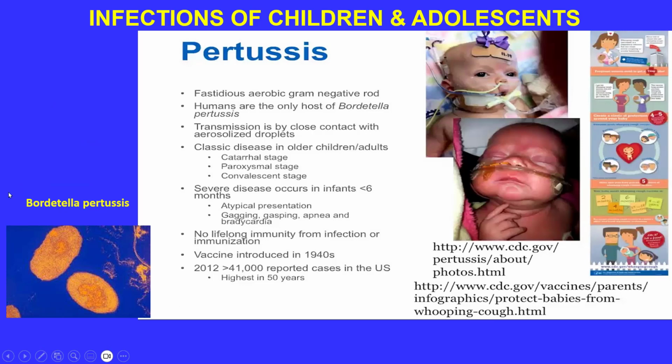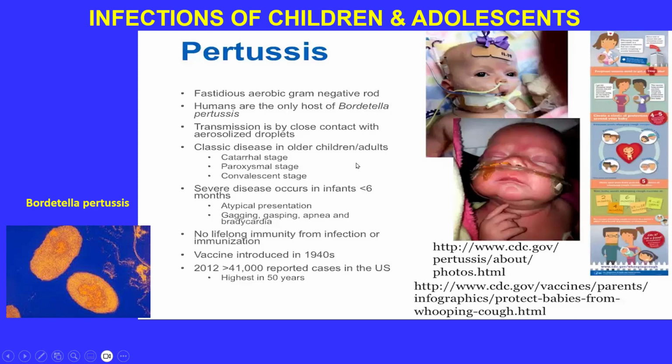You can see here, here's the Bordetella bacteria here. Here you have individuals who are struggling to breathe, okay? It is a fastidious aerobic gram-negative rod, meaning that it is very picky of its culture medium, etc., if you're going to have to do a swab culture. Humans seem to be the only host of Bordetella pertussis, and transmission is by close contact with aerosolized droplets.